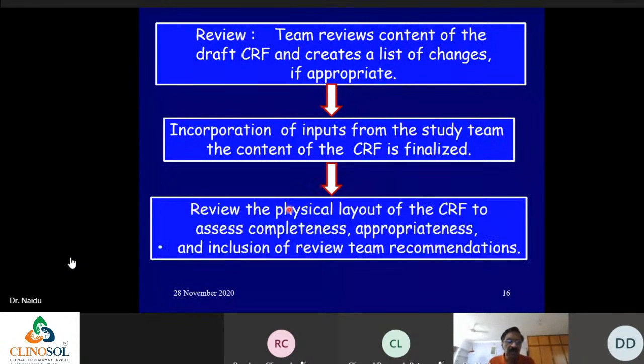Once it is finalized, the physician reviews the layout of the case record form and assesses completeness, appropriateness, inclusion, and the review team's recommendations. This also has to be done in writing. Everybody should write that they have checked the case record form and found that the layout is perfectly all right.